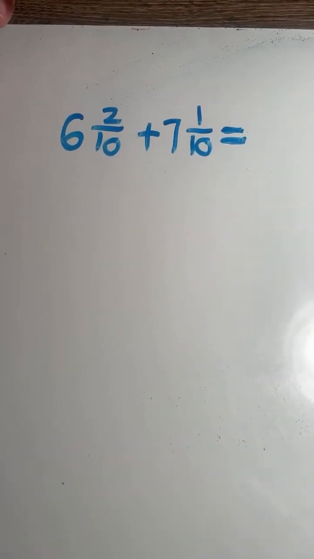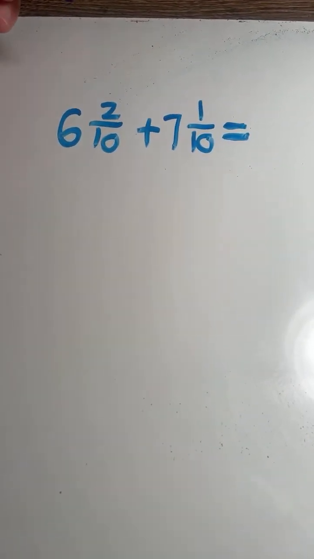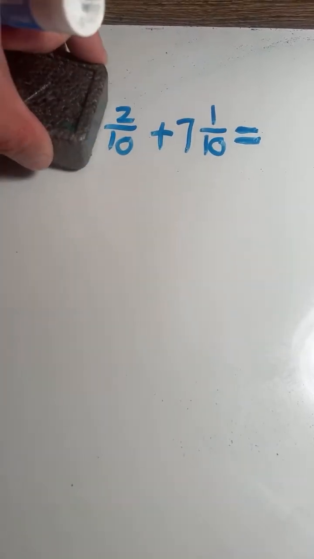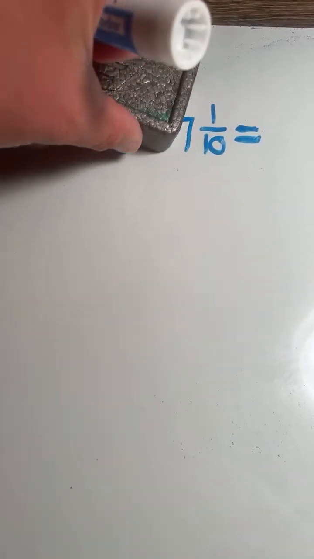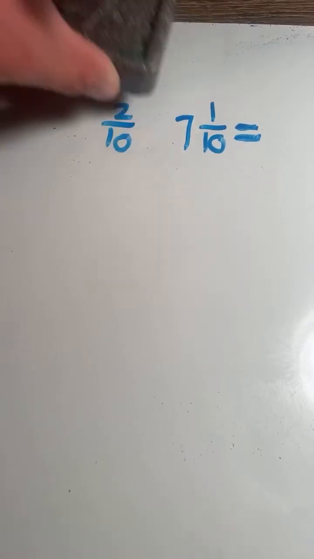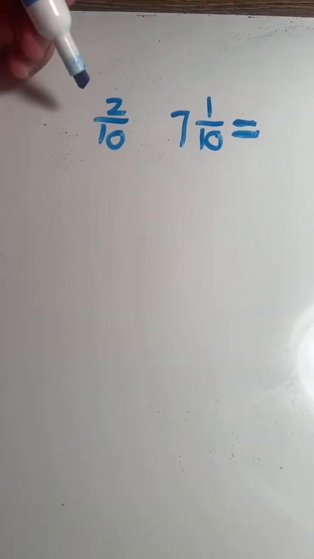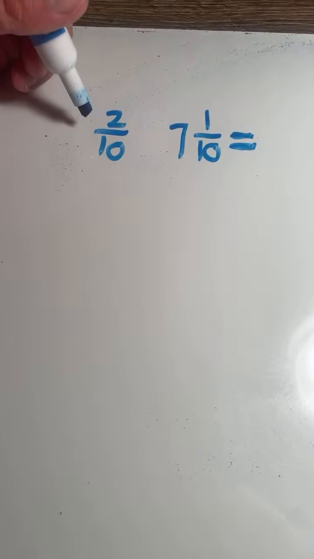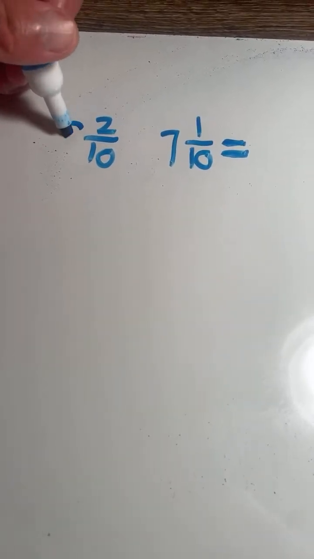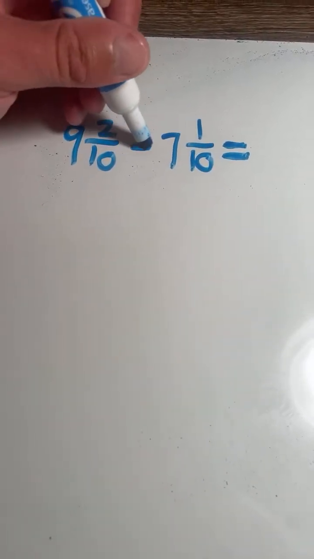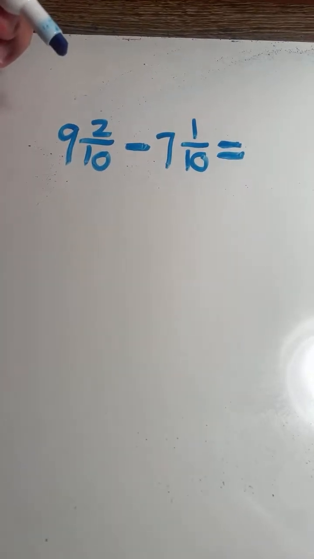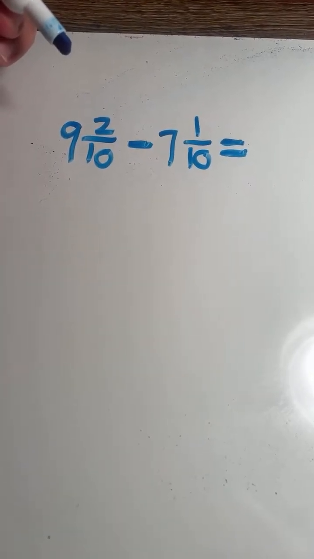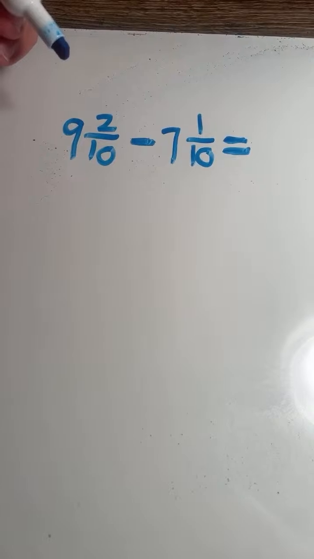Six 2/10 plus 7 1/10. So step one, we're doing subtraction. We're doing subtraction. I don't know why I put an addition sign there. Why did I put an addition sign there? Clearly, this is going to be my last live stream before I call it a night here. All right. 9 2/10 minus 7 1/10.